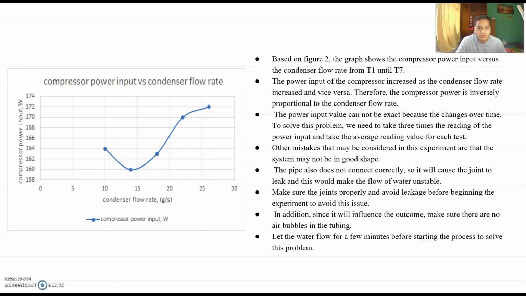The power input value cannot be exact because it changes over time. To solve the problem, we need to take the reading of power input 3 times and take the average reading value for each case.